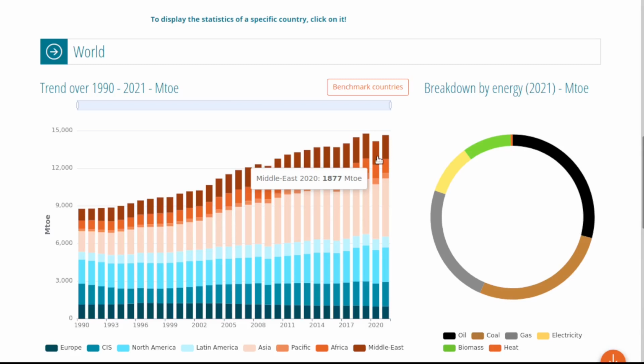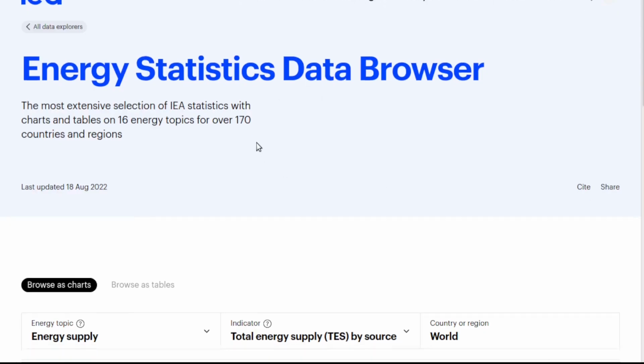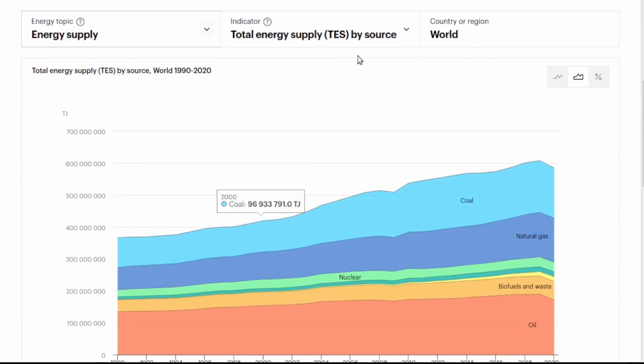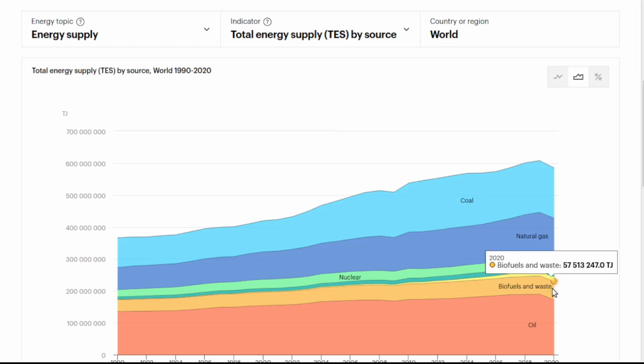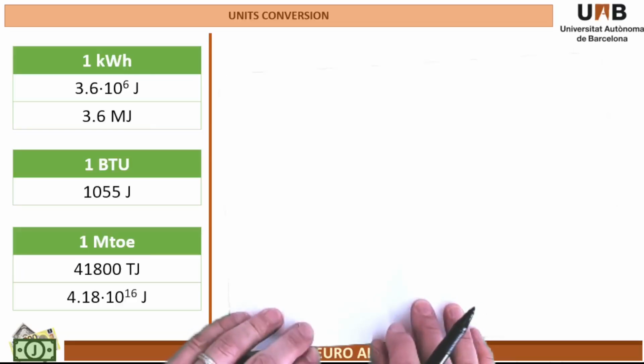that we get is 14,000 millions of tons. And if we go to IEA data for these values, and we add all these magnitudes, all these values of energy for the different sources, we get approximately 584 millions of terajoules. Okay, now let's compare it.